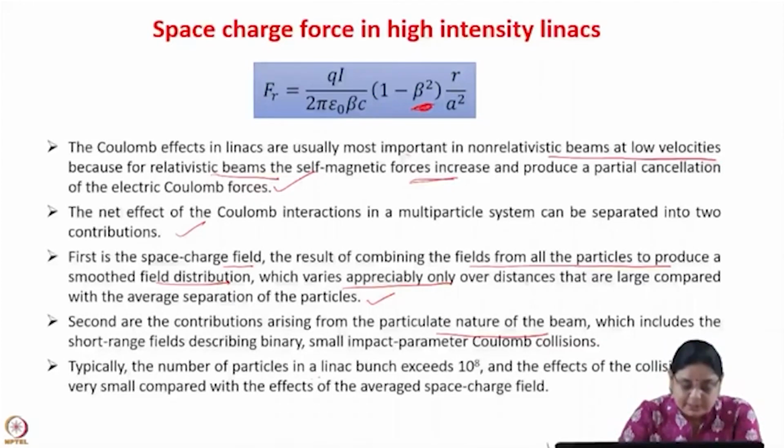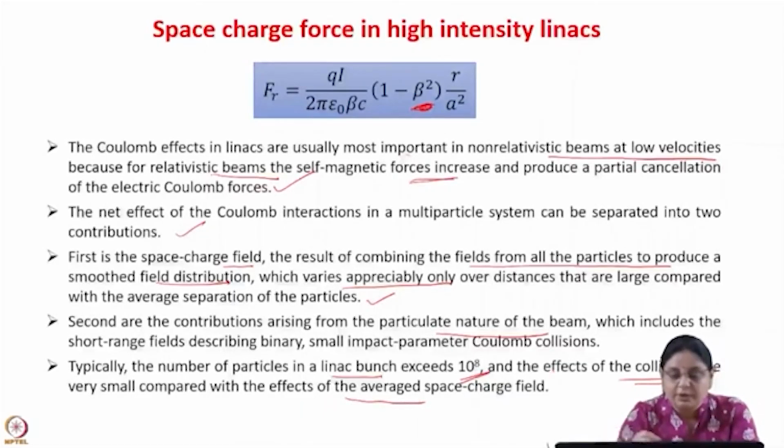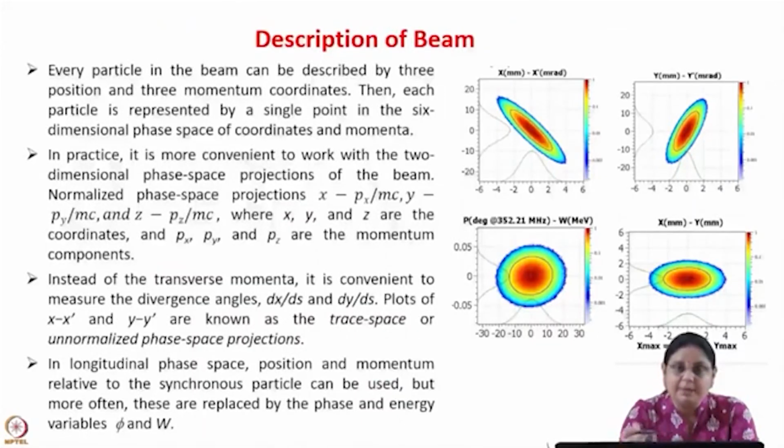So typically the particles in the Linac bunch exceed 10 to the power of 8 particles. There are a large number of particles in a bunch, and the effect of the collisions is very small as compared to the effects of the average space charge field. So we usually consider the force on the charged particle due to the entire beam distribution. The force due to the Coulombic repulsion of adjacent particles is short range and usually very small and can be ignored. Now let's see how the beam can be described.